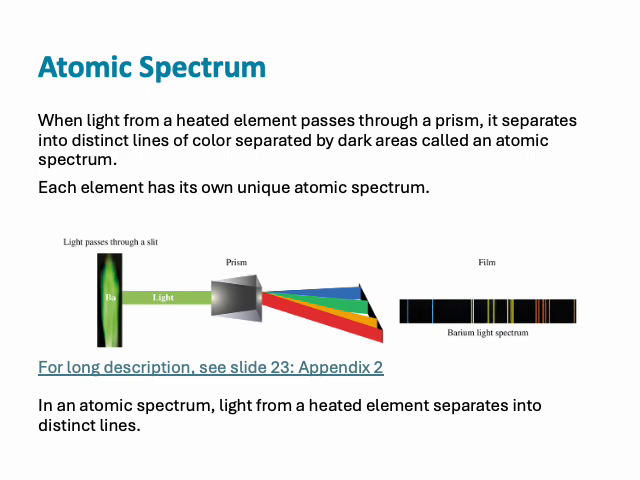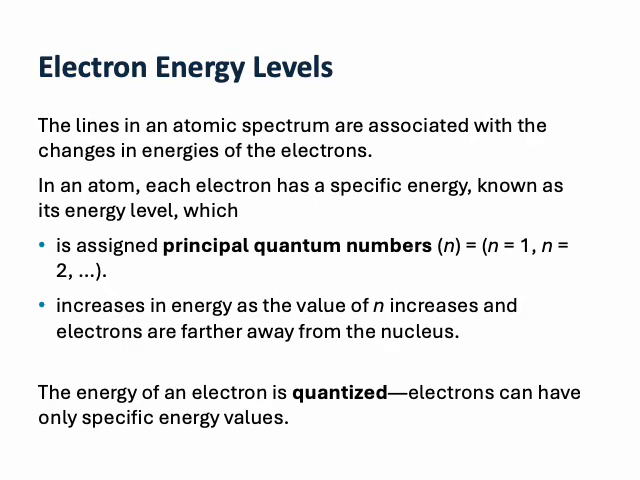Each element has its own unique atomic spectra, so each element will produce distinct lines of different colors, and each of these colors is separated by darker areas which look black to us. This is called the atomic spectrum. Why do atoms produce such a spectrum, and why is the spectrum specific to different atoms? That is because of the arrangement of electrons around the atom.